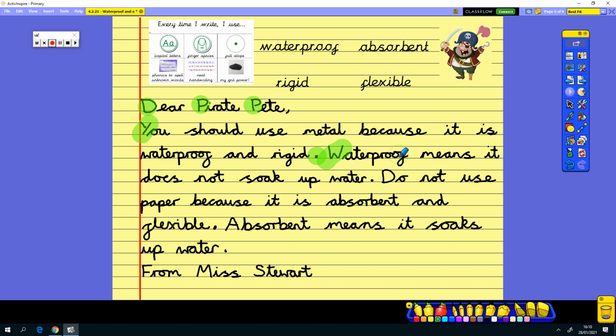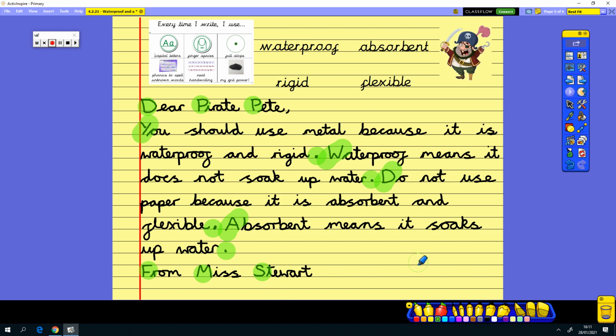Carry on reading. Waterproof means it does not soak up water. There's my full stop. So I'm going to stop reading. Full stop, capital letter. Do not use paper because it is absorbent and flexible. That makes sense. So I can carry on. Full stop, capital letter. Absorbent means it soaks up water. That made sense too, so I can put my full stop there. From Miss Stewart.